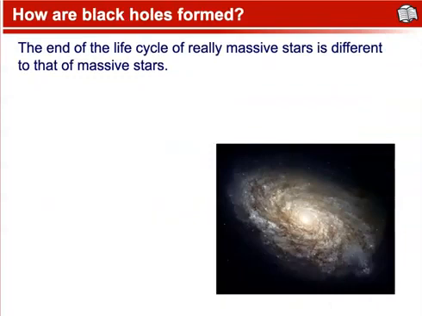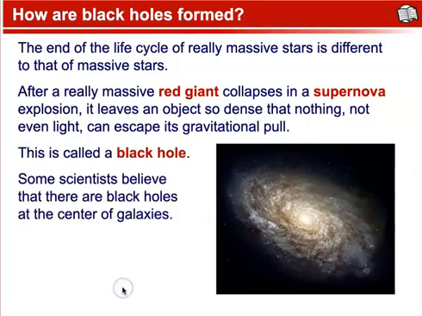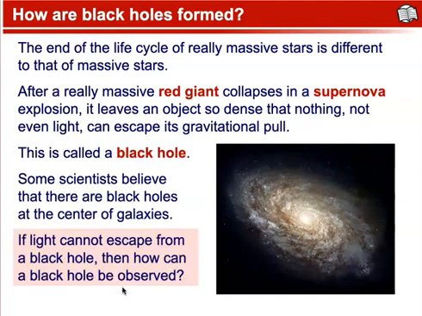How are black holes formed? The end of the life cycle of really massive stars is different to that of massive stars. After a really massive red giant collapses in a supernova explosion, it leaves an object so dense that nothing, not even light, can escape its gravitational pull. This is called a black hole. Some scientists believe that there are black holes at the center of galaxies. If light cannot escape from a black hole, then how can a black hole be observed?